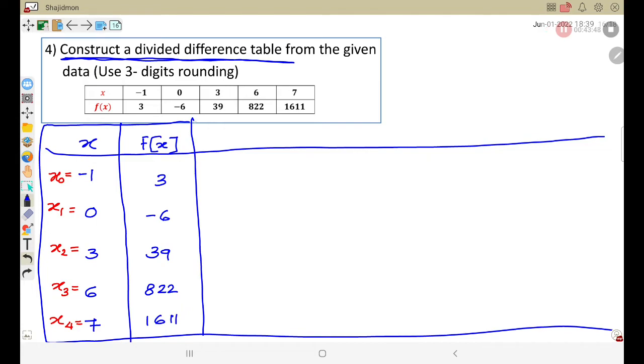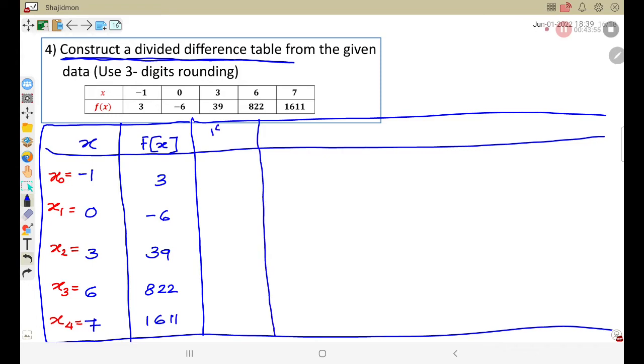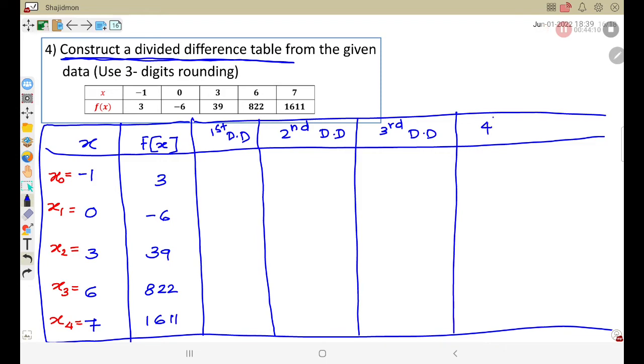Okay, these many numbers are given in the question. Now we are going to calculate the first order divided difference, then the second order, after that the third order, then the fourth order divided difference. One by one we can calculate the first, second, third and fourth order divided differences. I will show the calculations on the next page.